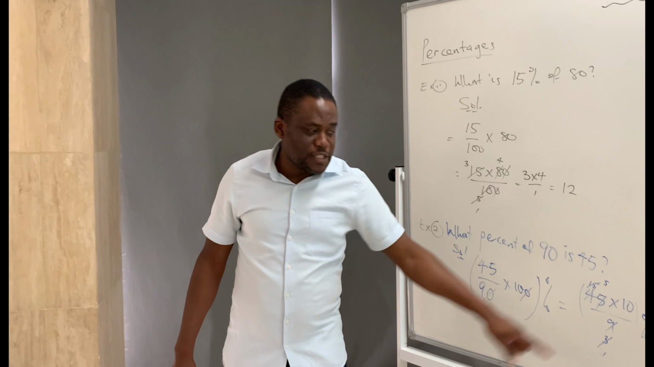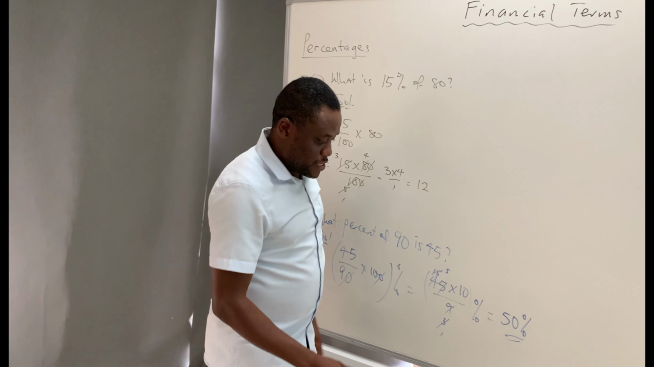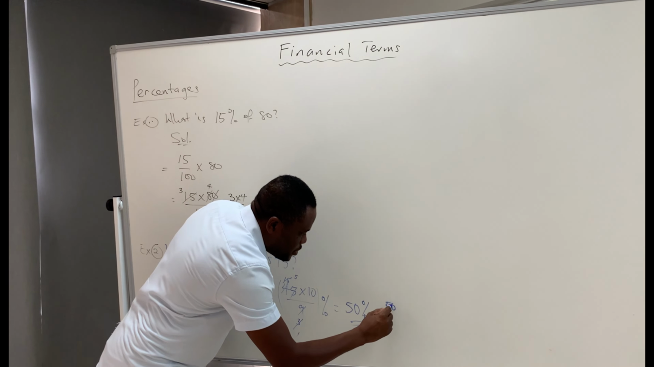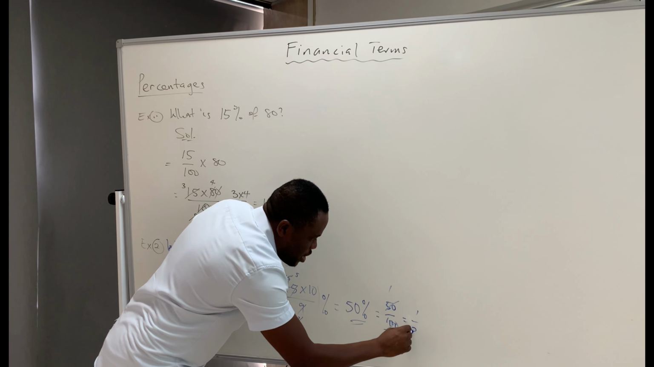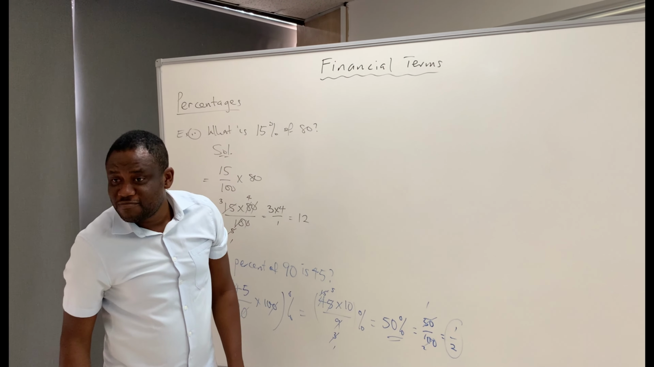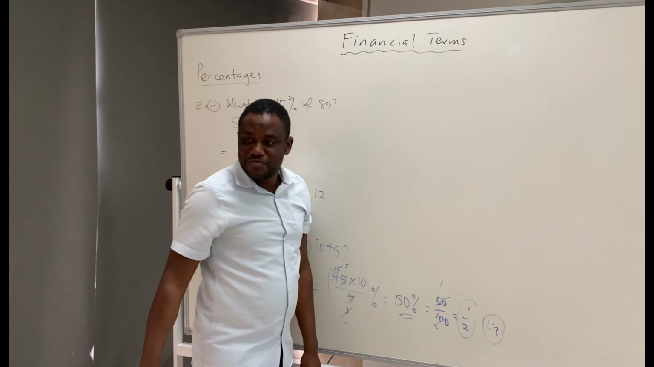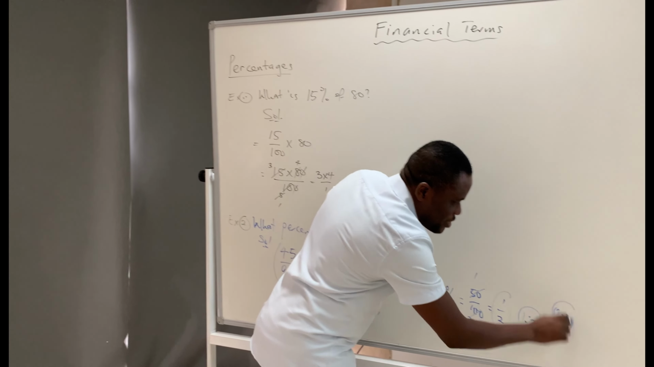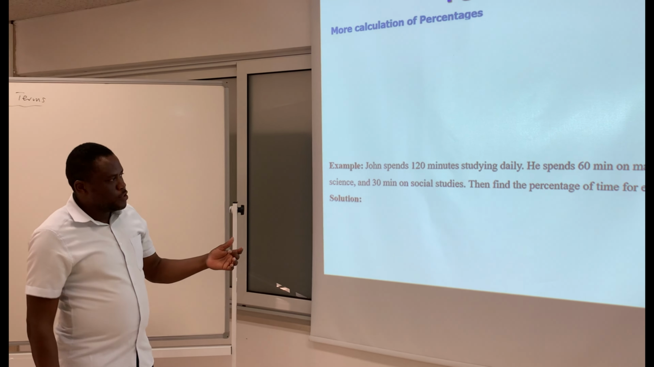If I tell you to convert it to fractional form, they ask you to find the fraction. That is 50 by 100. 50 goes here 1, 50 goes here 2. That is 1 over 2. This is the fractional form. Ratio form is 1:2. Decimal form is 0.5. Right? So these are easy things that somebody can do. Okay, let's look at more examples on percentage.